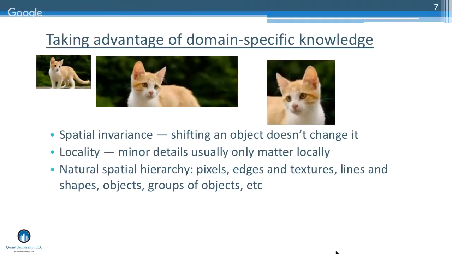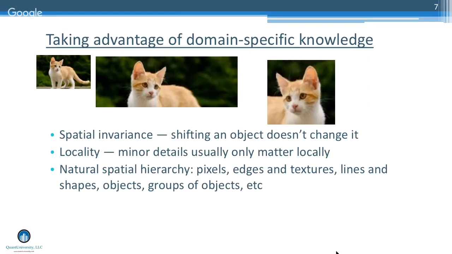We sort of assume that, look, if I have this cat and I shift it one pixel to the right, it's still a cat. If I flip it around, still a cat. If I zoom in or zoom out, it's still a cat. If I put it in a slightly different orientation. And so that's one: spatial invariance.